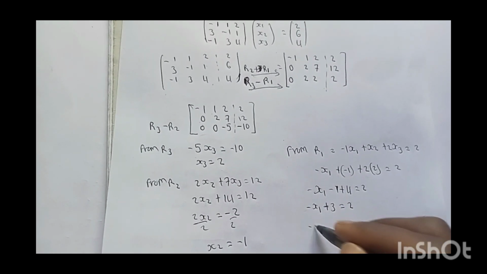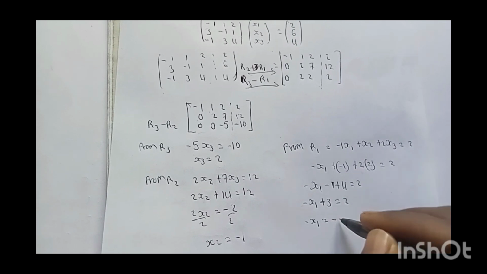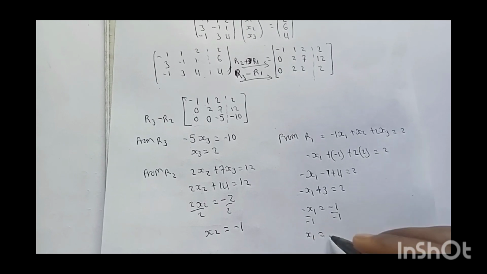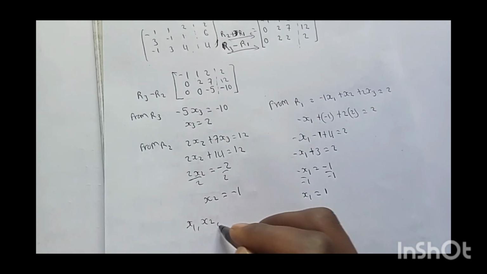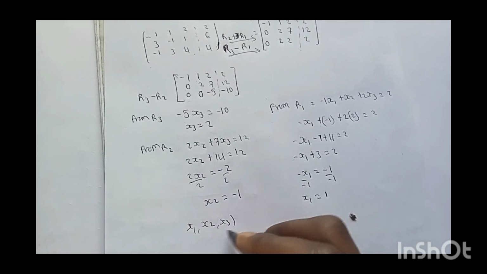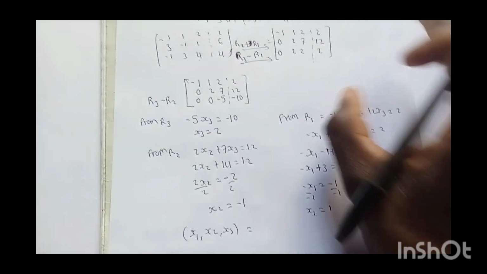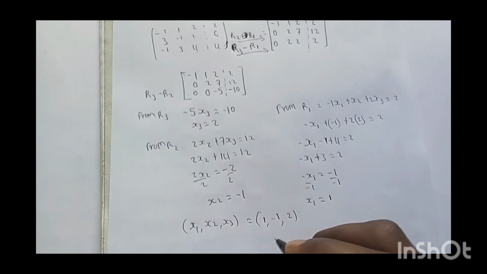So this one is the same as negative 1 x1 is equal to, this 3 goes to the other side, is equal to negative 1, divided by negative 1. So our x1 is equal to 1, such that we will have x1, x2, x3 is equal to 1, negative 1, and then 2.